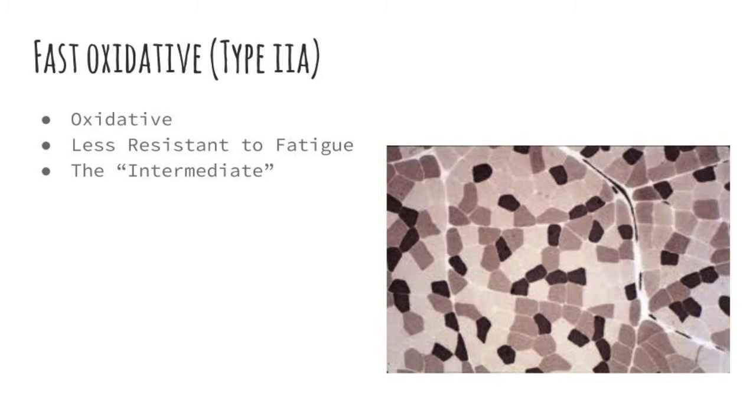Now we'll talk about fast oxidative, also known as type 2A. Even though it is a fast twitch fiber, it is still oxidative, which means it has more similar properties to the slow oxidative, and it is also less resistant to fatigue. It is also known as the intermediate because it is in between the slow oxidative and fast glycolytic and has similar properties to both. As you can see in the picture to the right, the darker red is the slow oxidative, whereas the darker pink is the fast oxidative, and the white is the fast glycolytic.